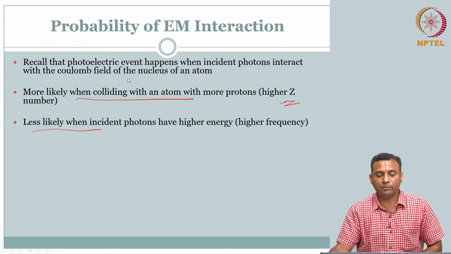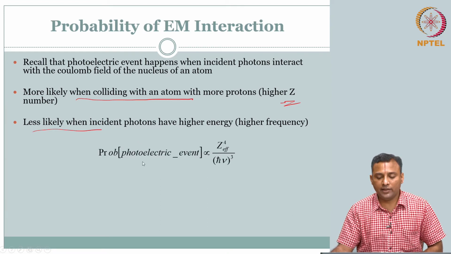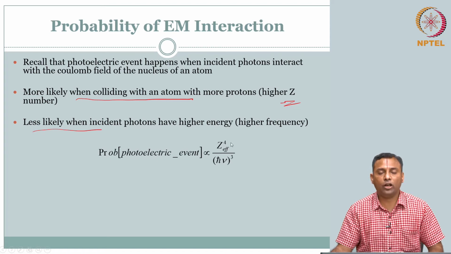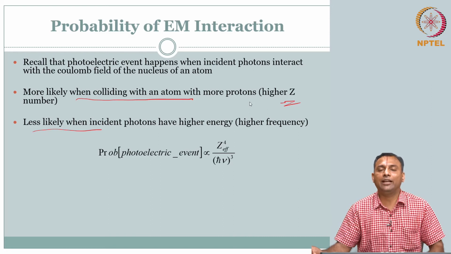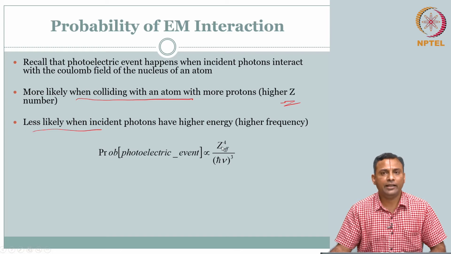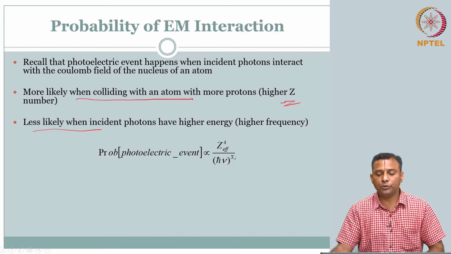So from an interaction perspective, from a probability perspective, one is directly proportional, the other is inversely proportional. The exact order is like here: the probability of a photoelectric event taking place depends on the fourth power of Z effective. Why Z effective? I talked about an atom, but you have compounds and molecules, so you have several different kinds of atoms. So Z effective is the effective average of all the different types of atoms that are there, over h mu cubed.